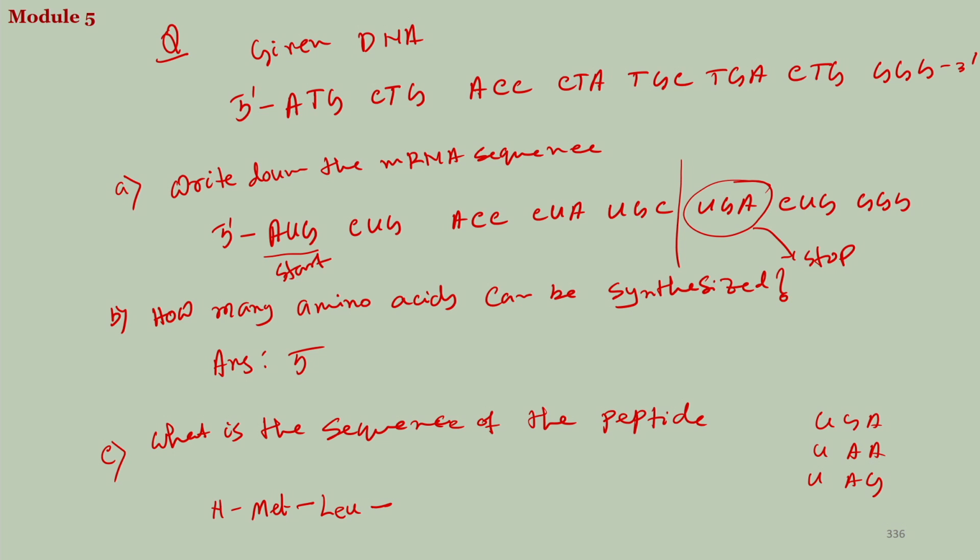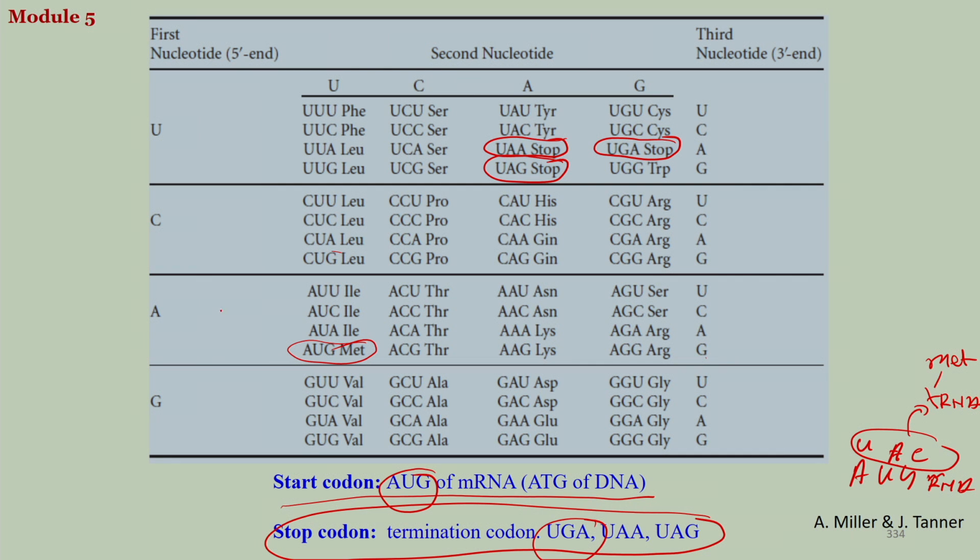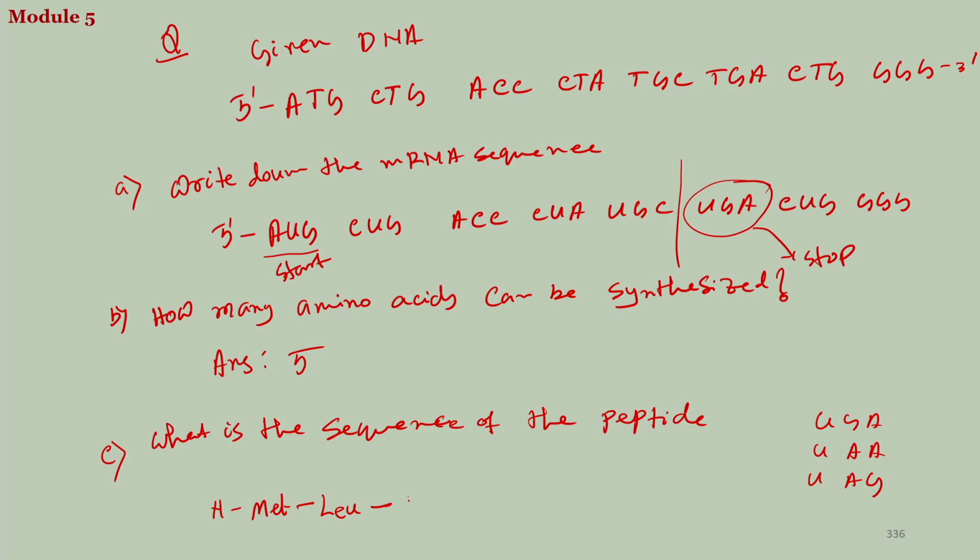I will do another one. ACC: A column, C column, C, ACC is threonine, THR. Similarly, you will have another leucine here, you will have a cysteine here, and then you have a stop signal. So, this is what is going to be your peptide sequence.